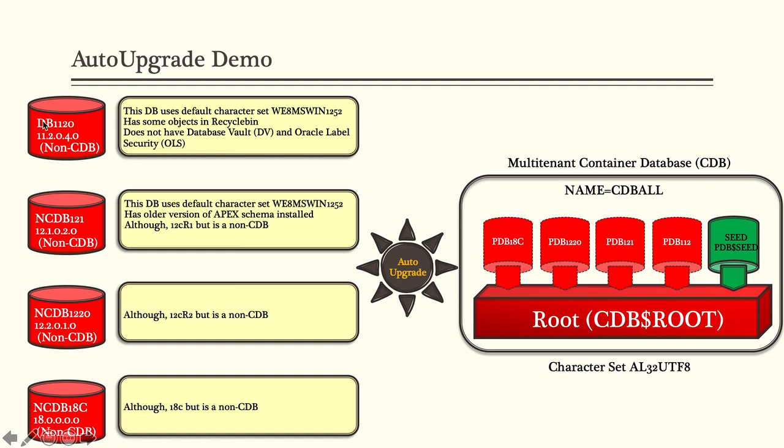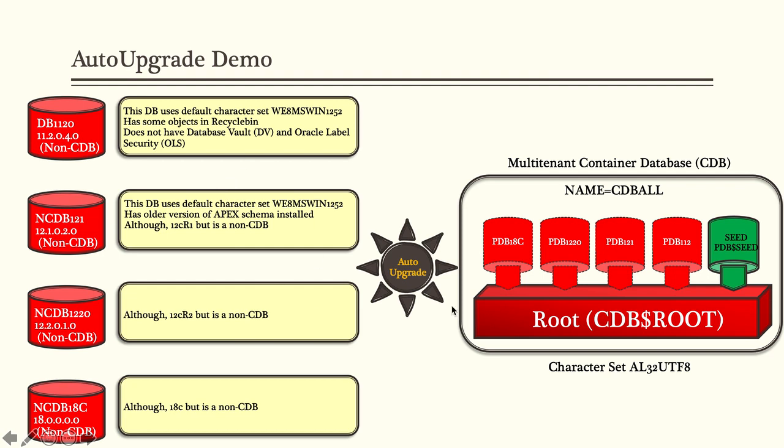As part of my auto upgrade demo, I will pick up a non-CDB 11.2.0.4 database. And then there's a non-CDB 12.1 database, a non-CDB 12.2 database, and a non-CDB 18C database. I have listed the features, deliberate problems that I created in those databases. So in the 11.2 database, my character set is WE8MSWIN1252, which after the pluggable database is created will be reported as a warning. In my 11G, I do not have Database Vault and Oracle Label Security, which will be a warning. In my 12.1 database, there is an older version of Apex schema.